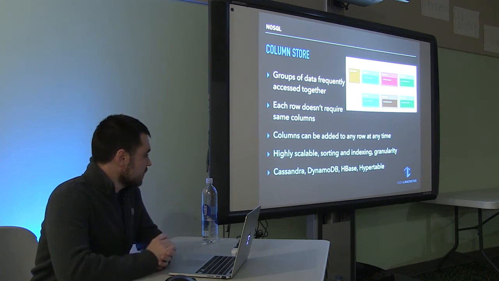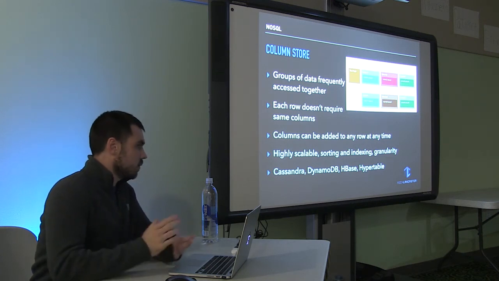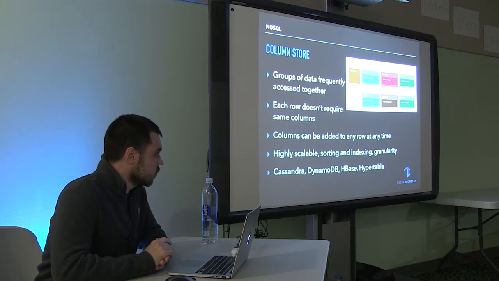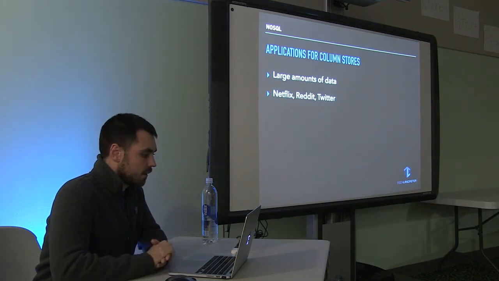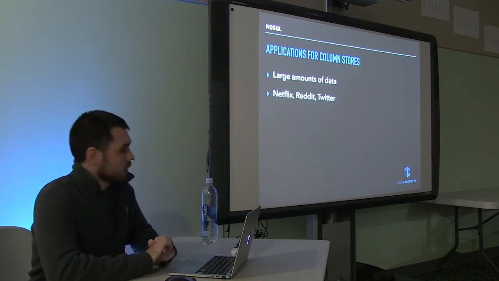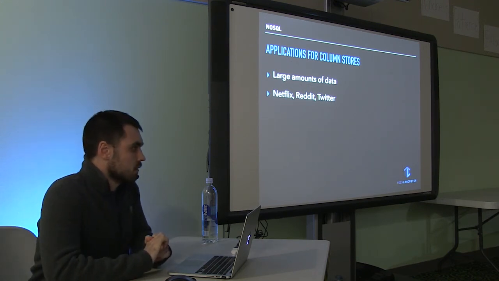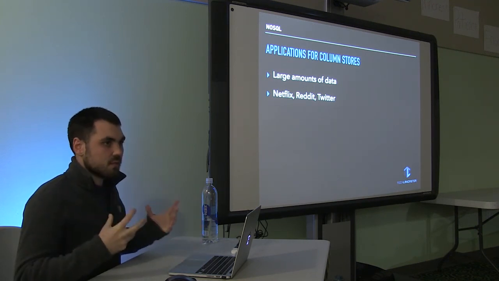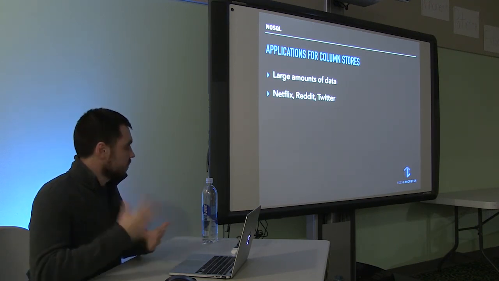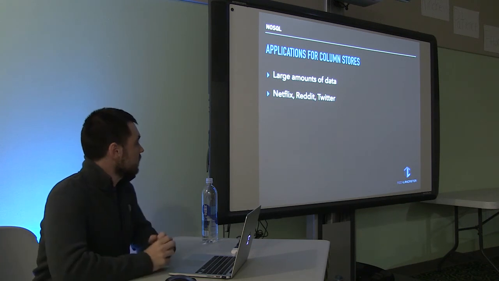Some of the big players in this space are Cassandra, DynamoDB, HBase, and Google's Hypertable. And these are generally good for large amounts of data. Like I said, you're organizing the data, but you're also retrieving large amounts of data at once. So it's really good for big objects.